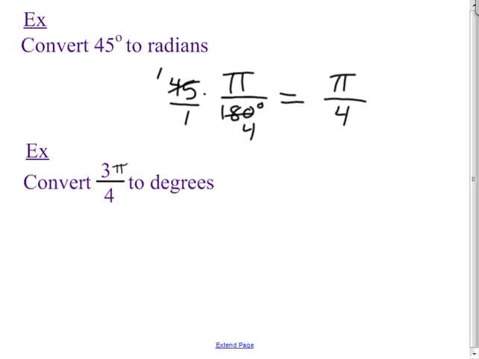Then I want to convert 3 pi over 4 into degrees. So I take that 3 pi over 4, I multiply it by my 180 degrees over pi, because I need degrees in it. I get rid of my pi. Now, please simplify ahead of time. Don't take 3 times 180 and try to divide it by 4. First off, pi's are gone. Pi on the top, pi on the bottom, gone.